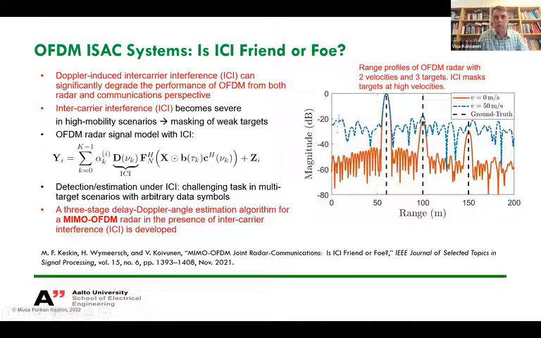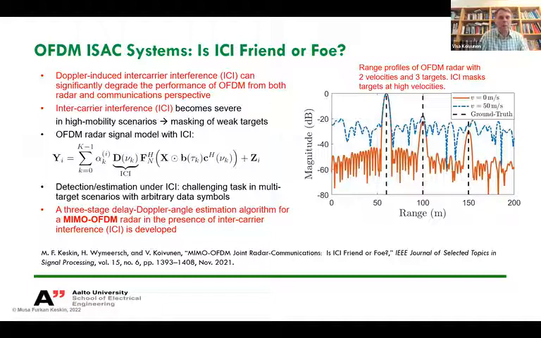In this case, you would totally miss 2 out of 3 targets, and the idea here is that we will actually take advantage of this intercarrier interference to detect all of these 3 targets. And of course, intercarrier interference becomes more and more severe as the relative velocity between the radar and targets increases.